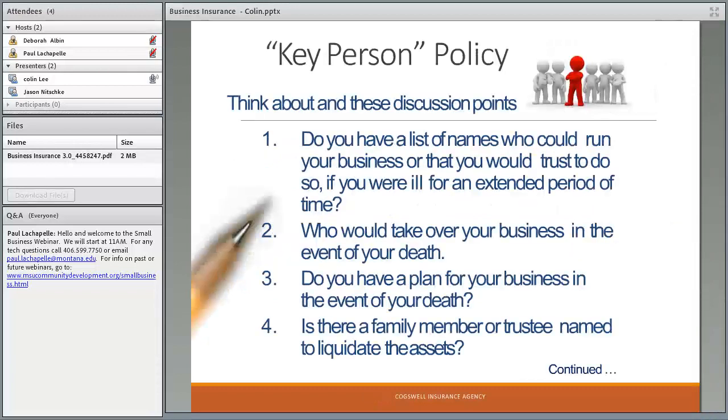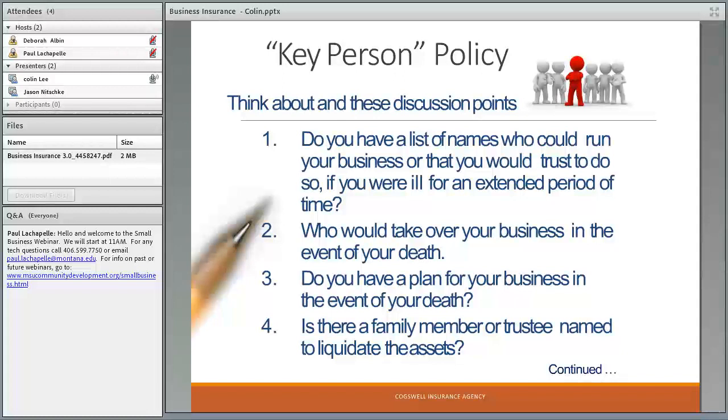So next we'll go to the key person policy. I want you to think about this. Do you have a list of names of people who could run your business, or that you would trust to do so, if you were ill for an extended amount of time? Or let's even say you have an event of your death.